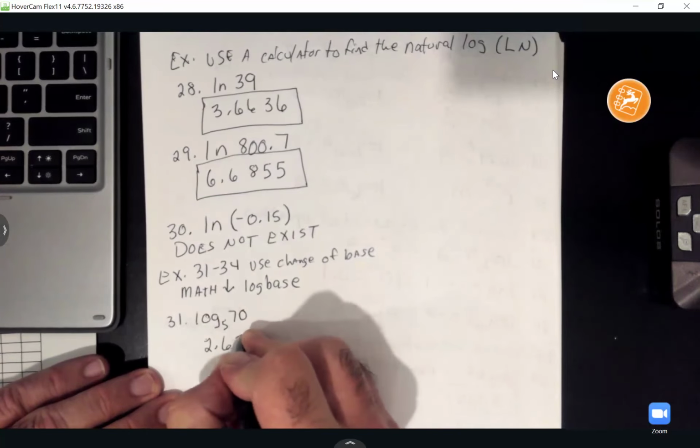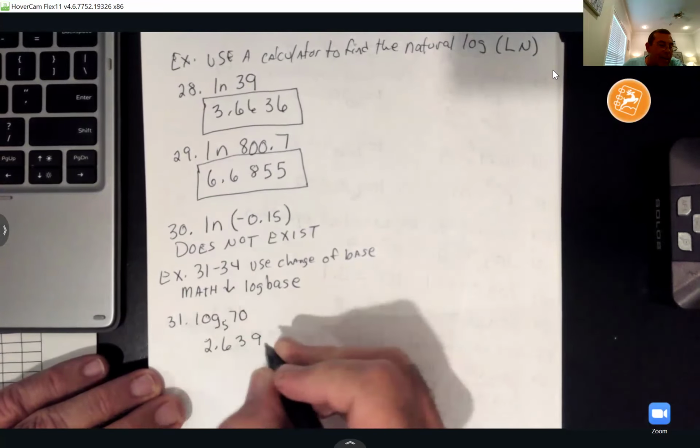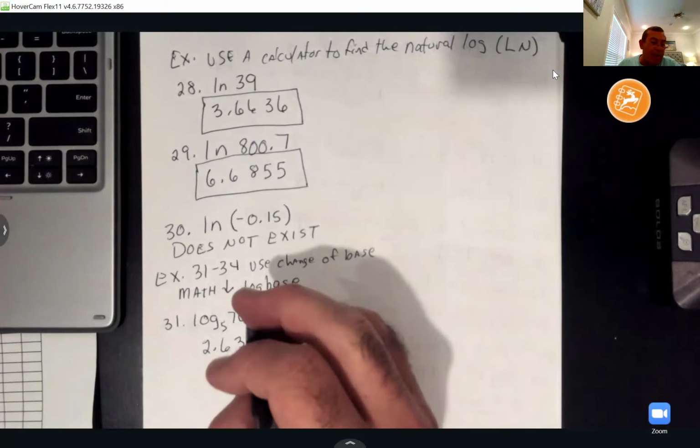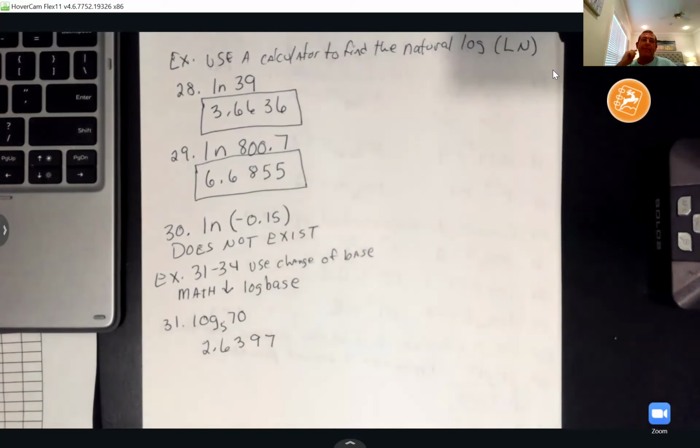2.6398. 2.639, well, that 7 had a 3 behind it. So since the 3 wasn't 5 or greater, we're going to leave that one a 7.